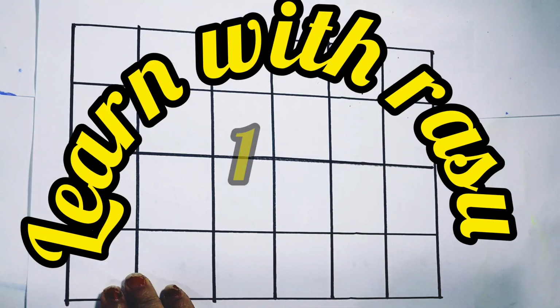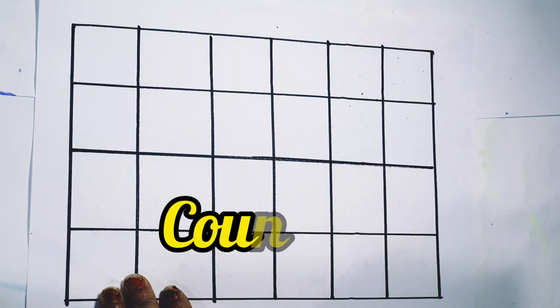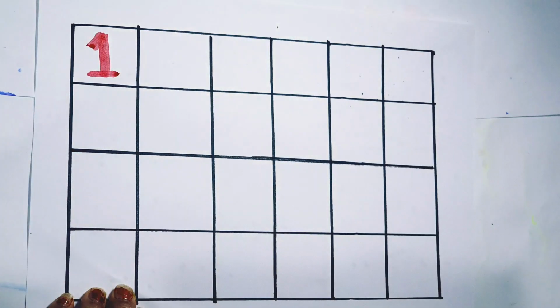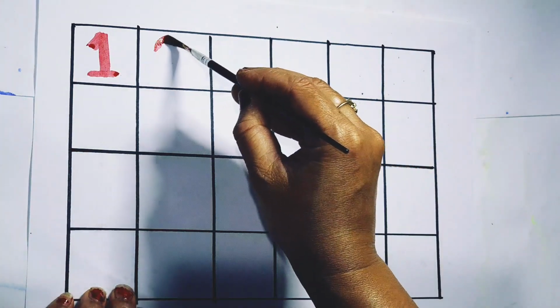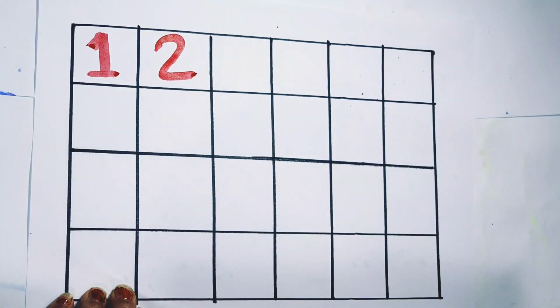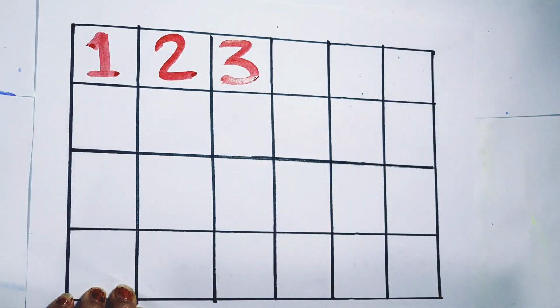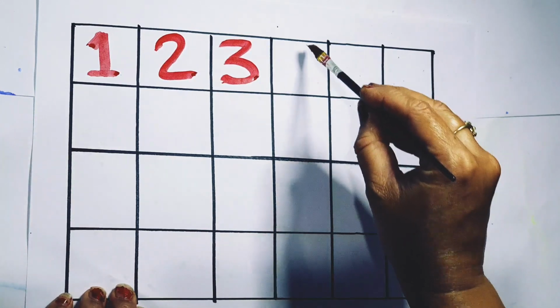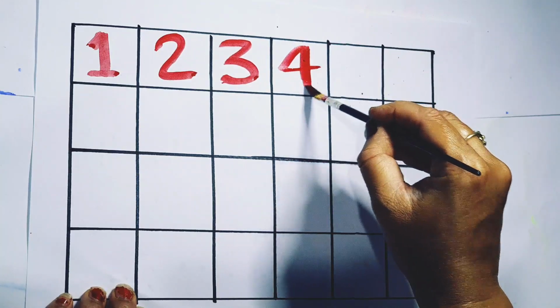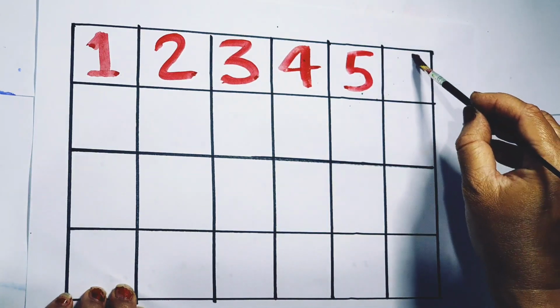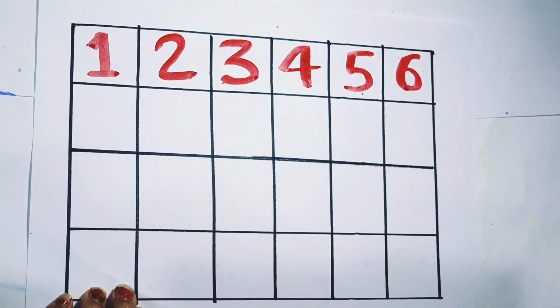So today we are going to learn 1, 2, 3 countings. Red color. 1. O-N-E, 1. 2. T-W-O, 2. 3. T-H-R-E-E, 3. 4. F-O-U-R, 4. 5. F-I-V-E, 5. 6. S-I-X, 6.